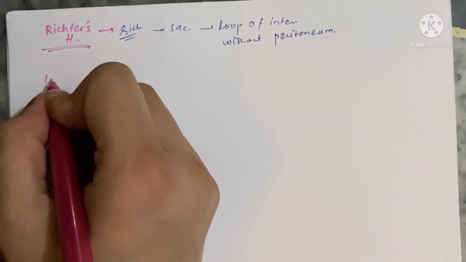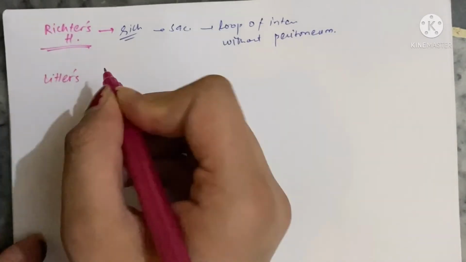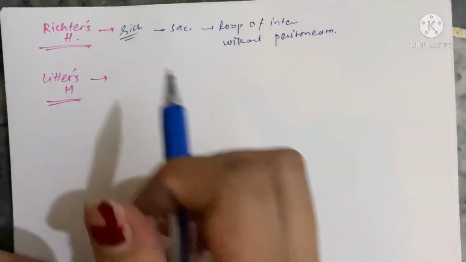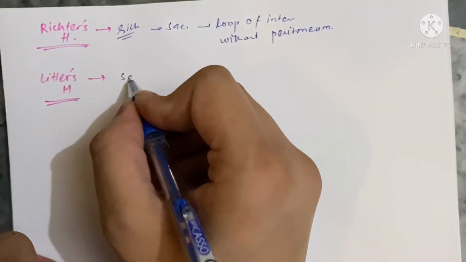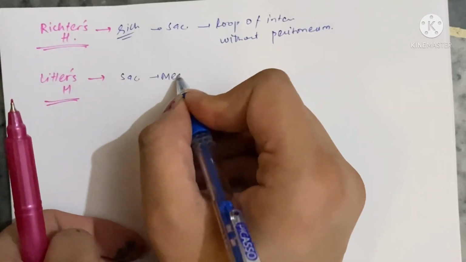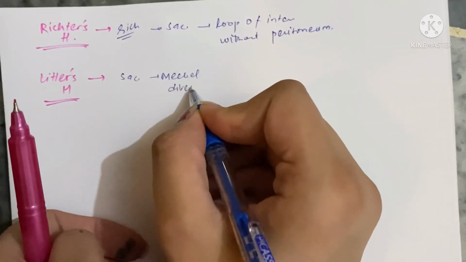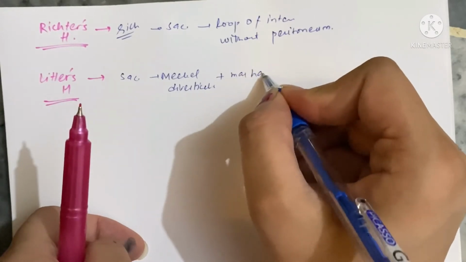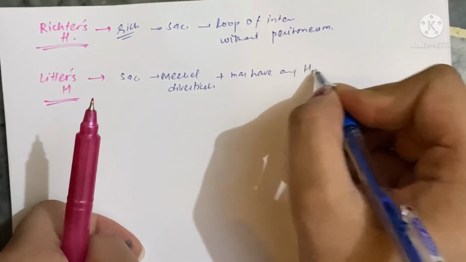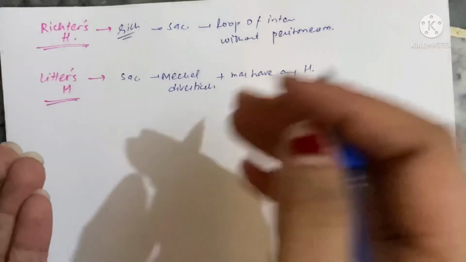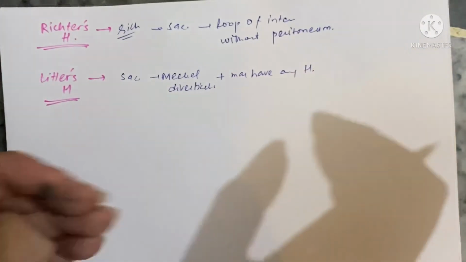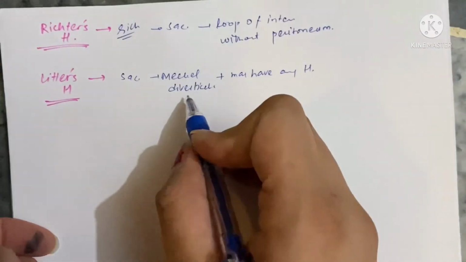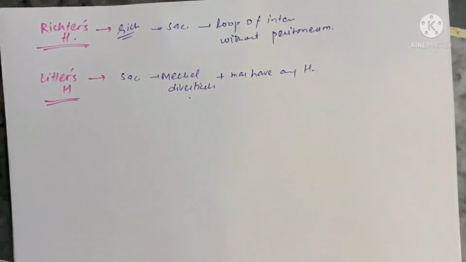And then there is another hernia called Littre's hernia. Talking about this hernia, very important. It contains a Meckel diverticulum, plus it may have any hernia, including lumbar hernia, ventral hernia, inguinal hernia, femoral hernia, umbilical hernia, any type of hernia along with Meckel diverticulum is called Littre's hernia.